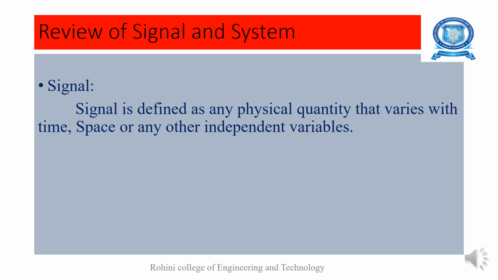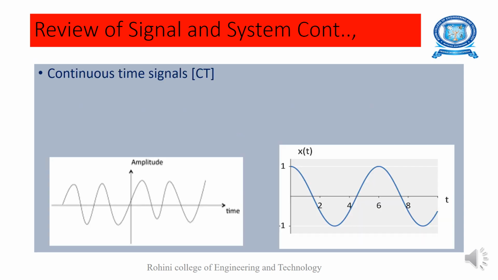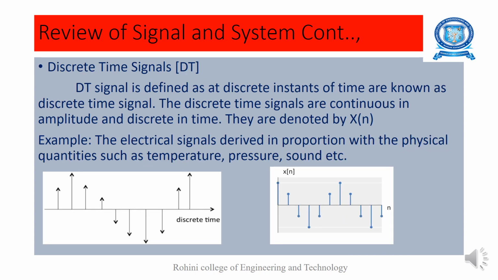A signal varies with time, space or any other independent variable, and the types of signal are continuous time signal and discrete time signal. First we can see what is a continuous time signal. These are the examples; the figure shows examples of continuous time signals. Continuous time signals vary continuously in accordance with time, and they are continuous in amplitude and time, and they are denoted by x of t. Examples are sine waves and cosine waves.